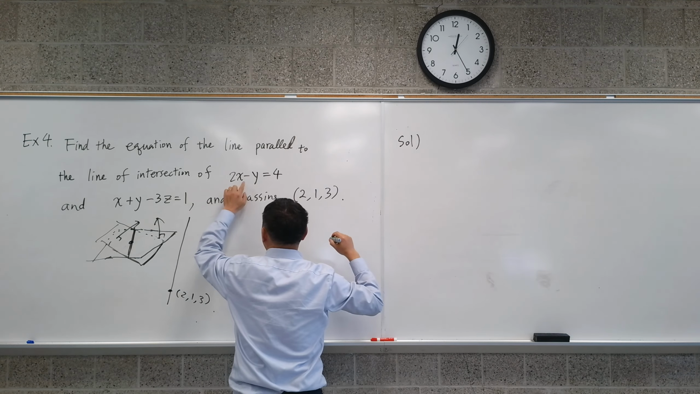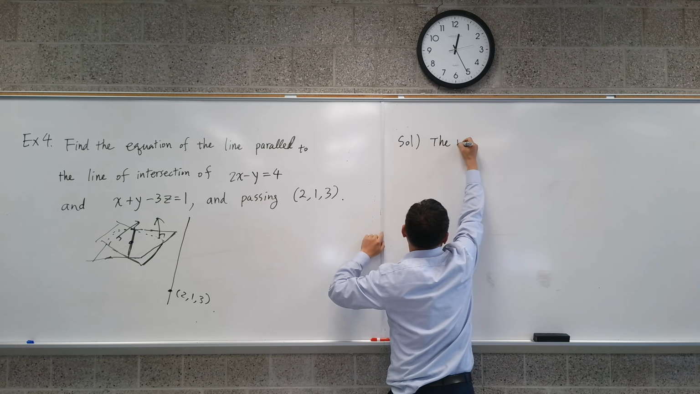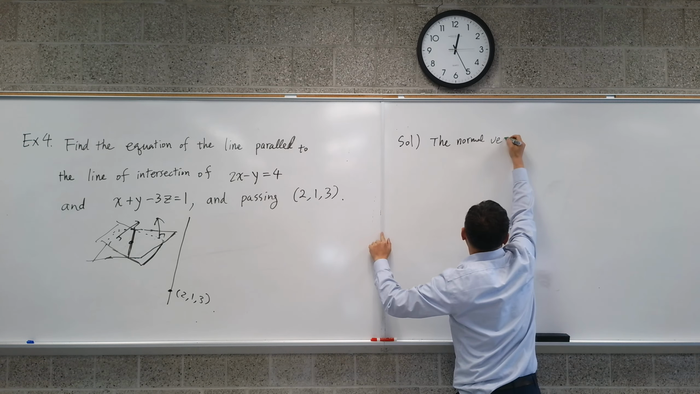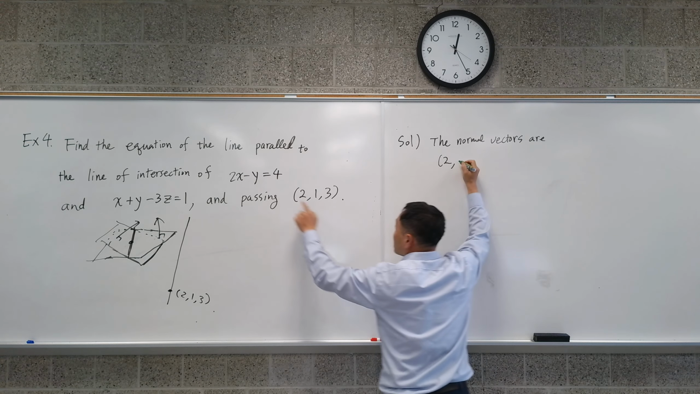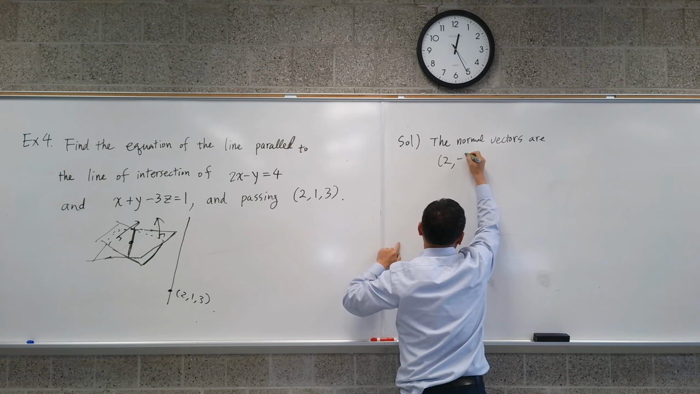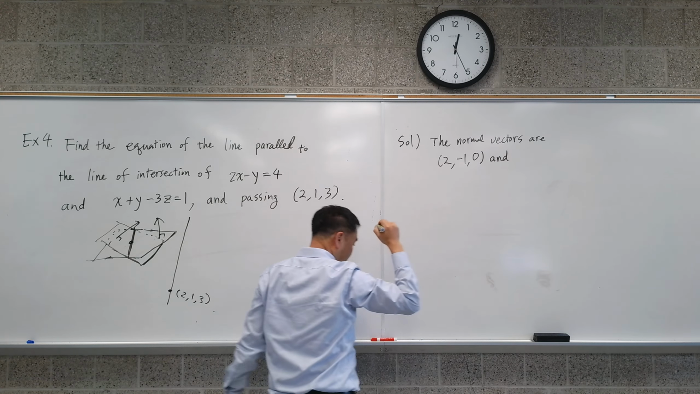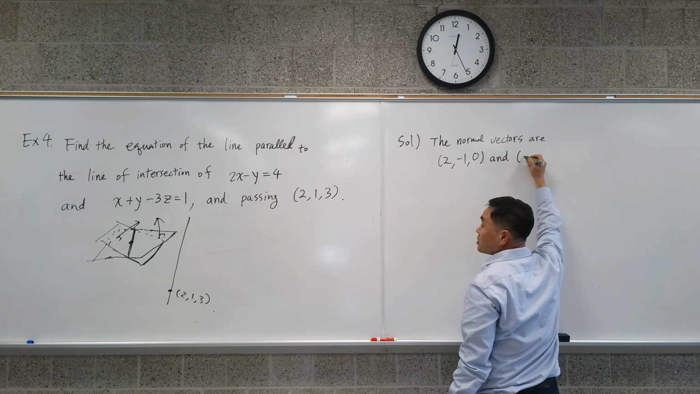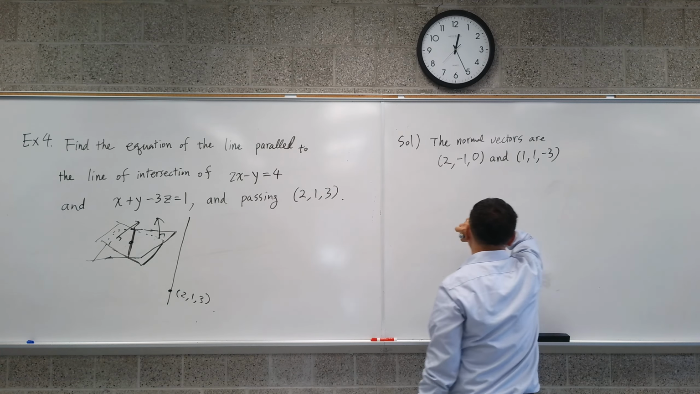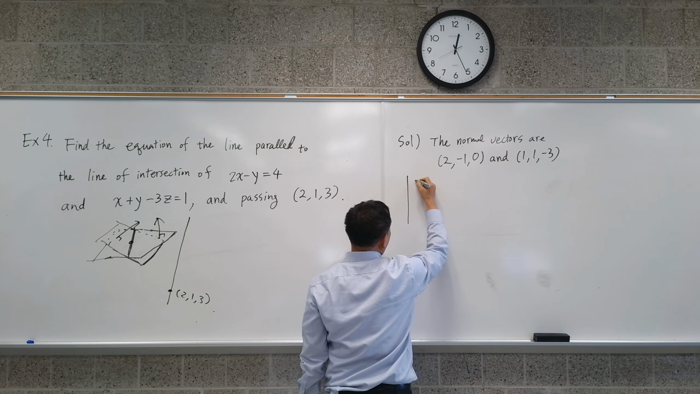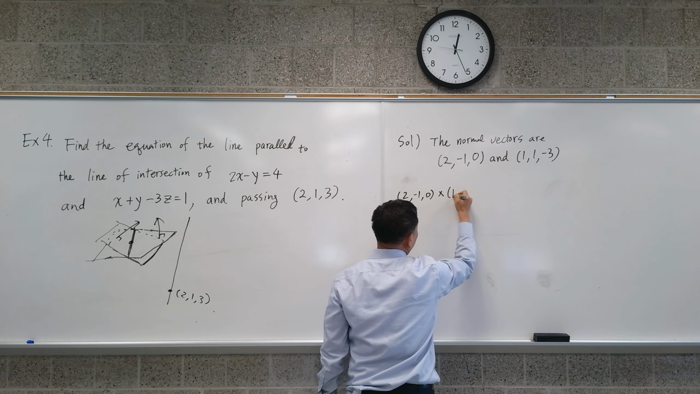All right. So give me the normal vector of this one. (2, -1, 0). And what's the normal vector to this one? (1, 1, -3), right? Okay. So now you have to calculate the cross product. So we're going to do (2, -1, 0) crossed with (1, 1, -3).